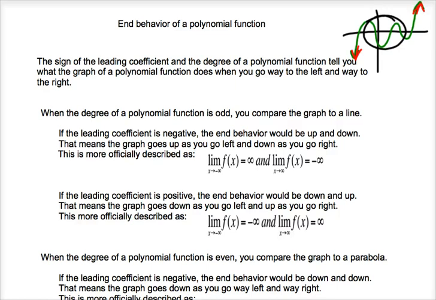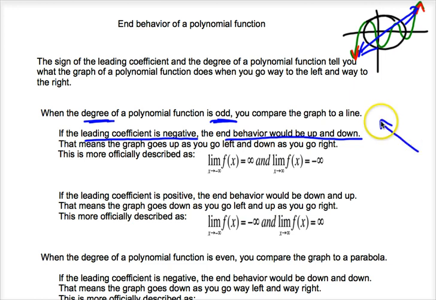So this is like a line. This equation, this polynomial function would be like a line. It would have this behavior, where a line goes up right and down left. Polynomial functions that are like a line have odd degrees. So if you've got x to the 3rd, x to the 5th, x to the 7th, your end behavior is like a line. If the lead coefficient is negative, if the number in front is negative, then the end behavior would be like a line that goes down.